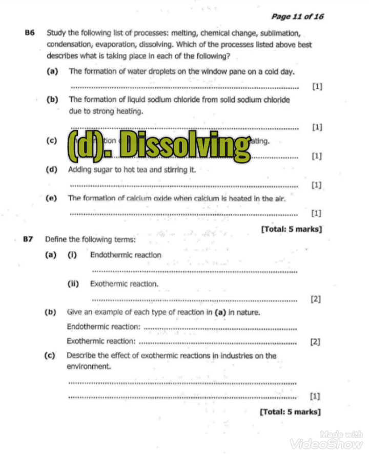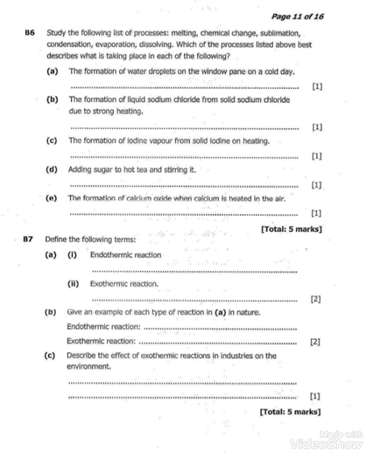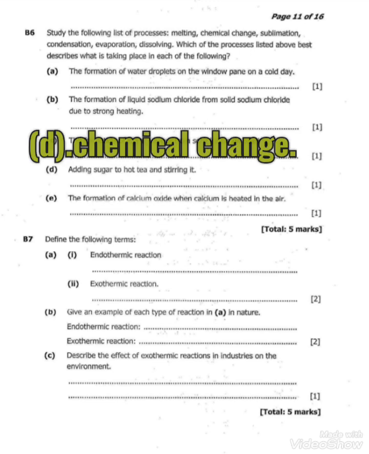The formation of calcium oxide when calcium is heated in the air. So the answer is chemical change. Chemical change is not easily reversible. For example, when you burn a paper, it turns into ashes. You cannot turn it back into paper. It is the same with calcium oxide and calcium. Calcium oxide cannot be separated by physical means, only by chemical means.